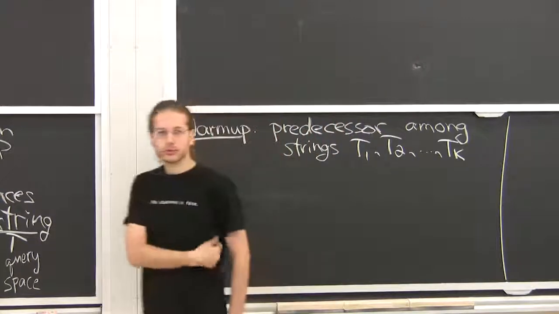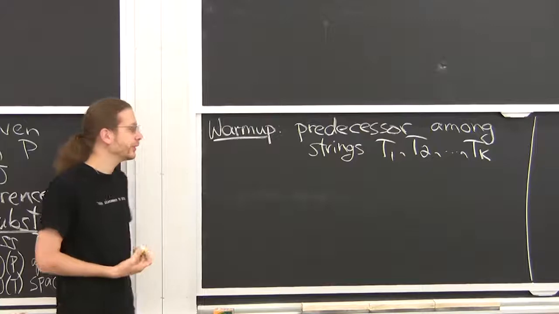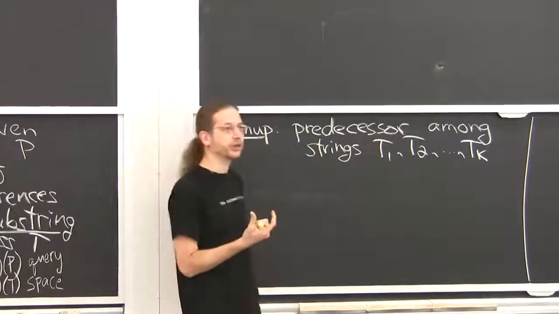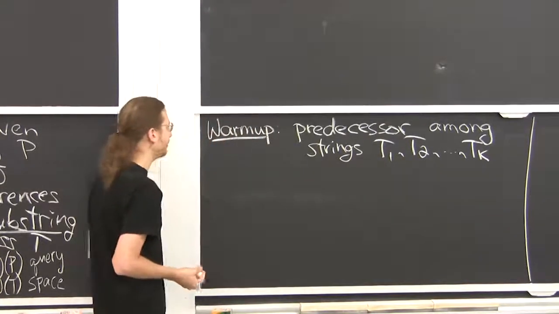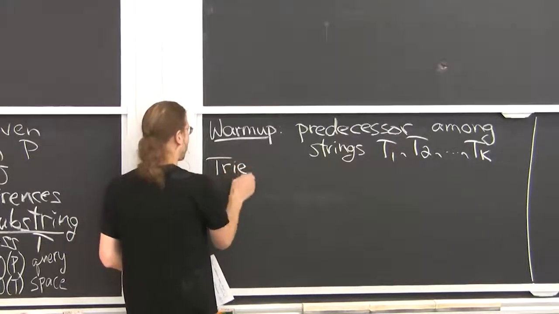Of course, you could try to solve that using our existing predecessor data structures, but they won't do very well. Even a binary search tree is not going to do well here, because comparing two strings could take a very long time if those strings are long. So we don't want to do that. Instead, we're going to build a trie.